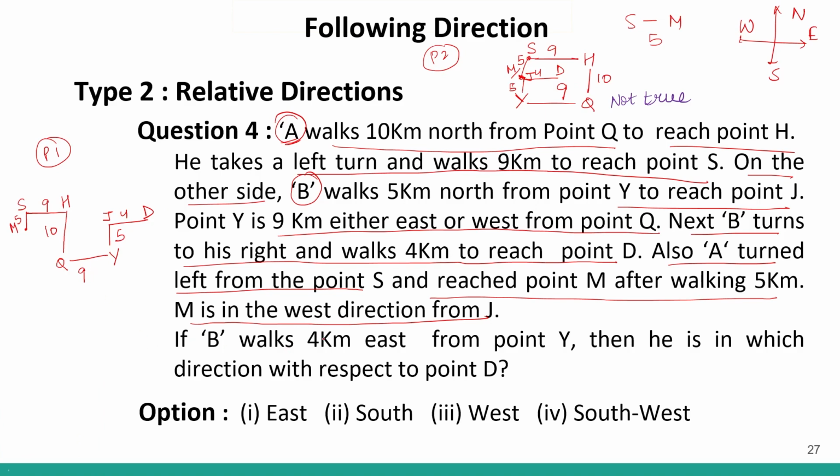Now if B walks 4 kilometer east from point Y, so from point Y B is walking east. East would be in this direction, right? And he walks for 4 kilometers, so he reached this point, right? Then he is in which direction with respect to point D? So clearly this is also for J and Y falls into a line. So this is in the south direction. So our answer will be option number 2, south.